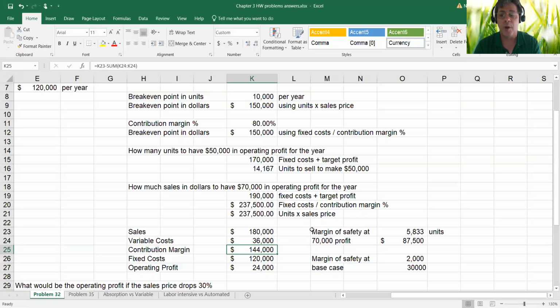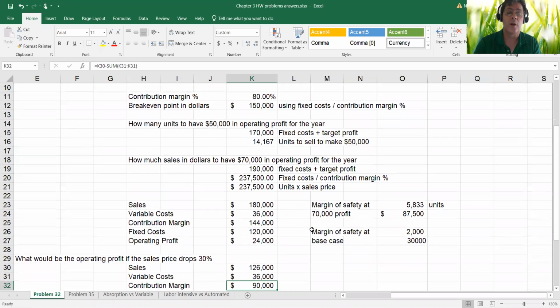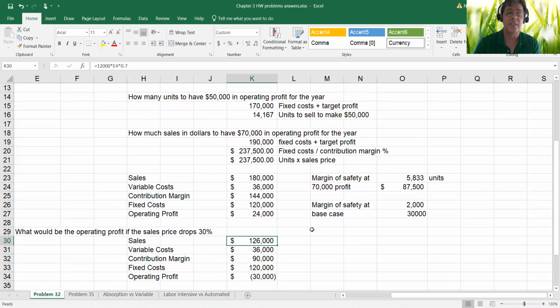So our contribution margin is 144,000, 180 minus 36. Then we subtract out the total fixed costs, right, which were given to us. And our operating profit is 24,000 at the base case. All right. So they wanted us to do that in preparation for, of course, doing some sensitivity analysis and saying, what happens if the sales price drops 30%?